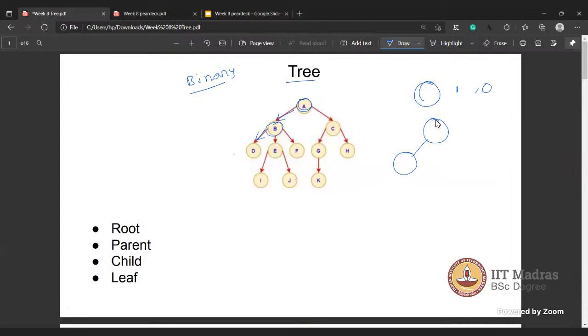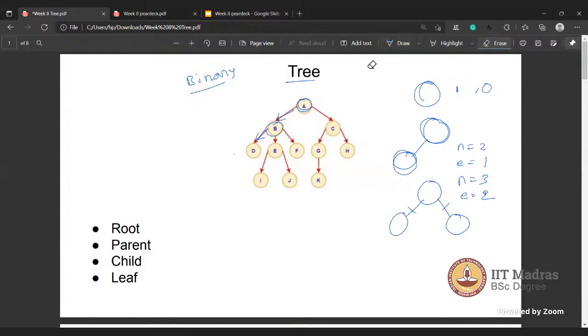So if there are two nodes, the number of edges is 1. Suppose the number of nodes is three, the number of edges is two, right?